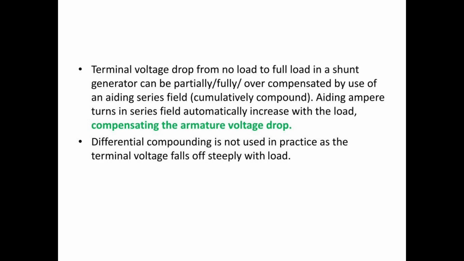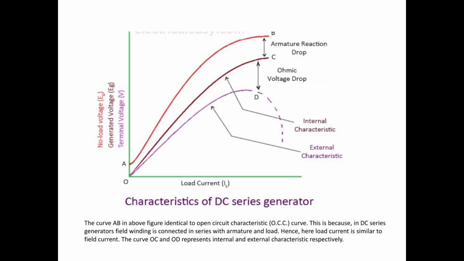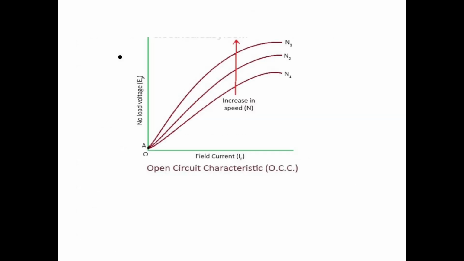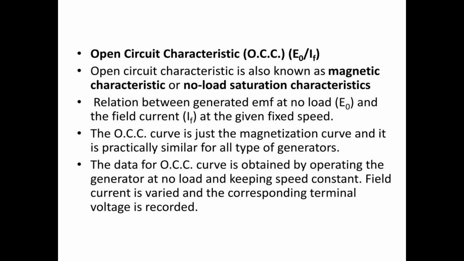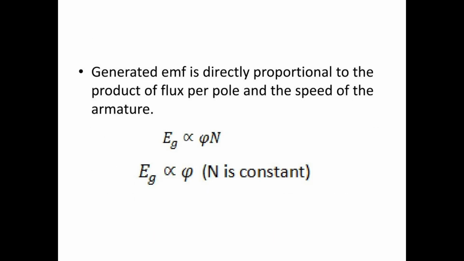Hope you understood the class. In this class we have discussed the characteristics of generators. We have three types of characteristics of generators. One is open circuit characteristics, second is internal characteristics or total characteristics, third is external characteristics. Right? Thank you.